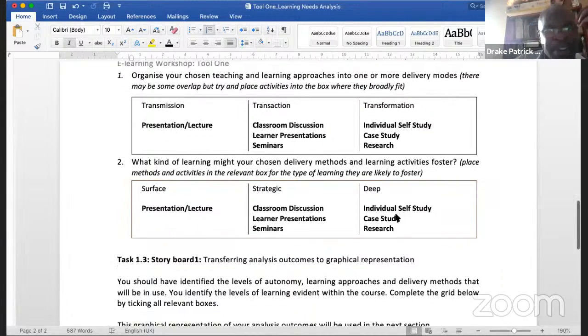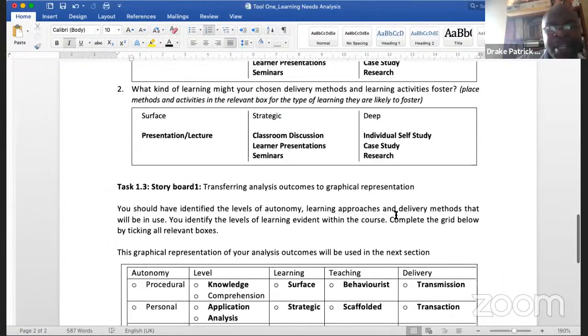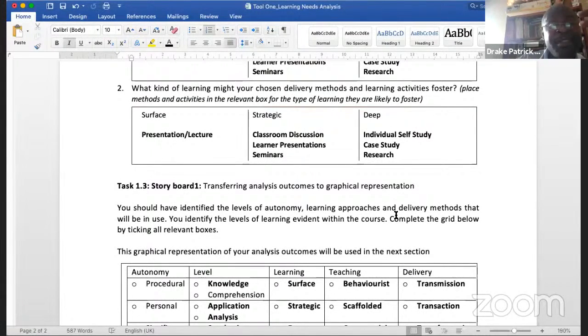So what kind of learning might our chosen delivery and activity foster? Clearly, at the surface it will be largely someone appreciating knowledge facts, which is the presentations or lecture; then strategic thinking, that is classroom discussions; and then deep learning, which is really focused on reflection on knowledge and synthesizing of new understanding. Those are the three levels we identify. Next.